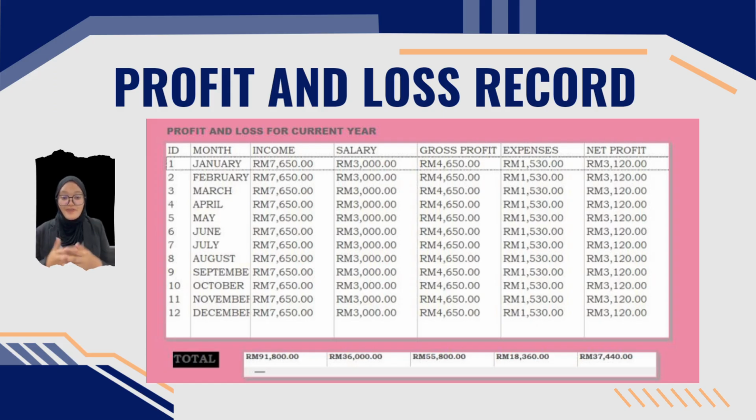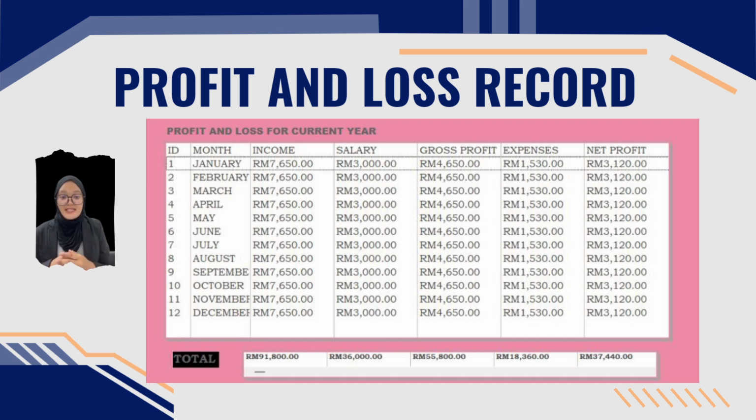I will continue with the profit and loss record. From the table as shown in the figure, it is the profit and loss for the current year. As we see in the table, total income from January until December is RM 91,800. Total for salary is RM 36,000. Total for gross profit is RM 55,800.